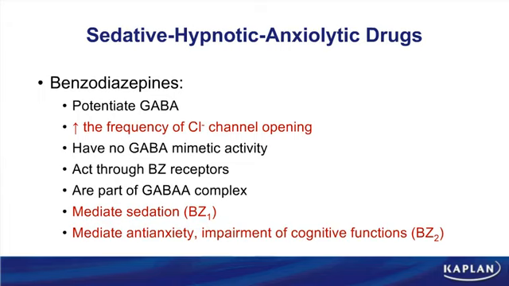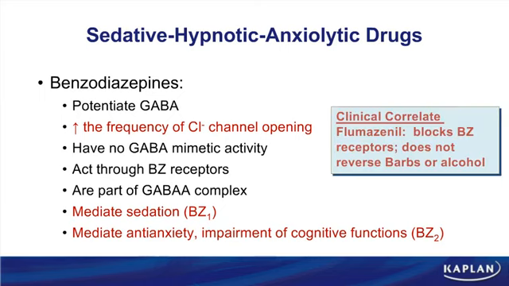Benzos are going to act through BZ receptors. These are subdivided into BZ1 and BZ2. If you make it simple, BZ1 can be the sleep receptor. It mediates the sedative effects of benzodiazepines. Whereas BZ2 mediates all of the other actions of a benzodiazepine. That would include anti-anxiety effects, and impairment of cognitive functions. So BZ1 versus BZ2.